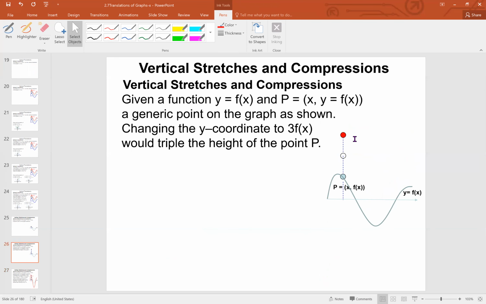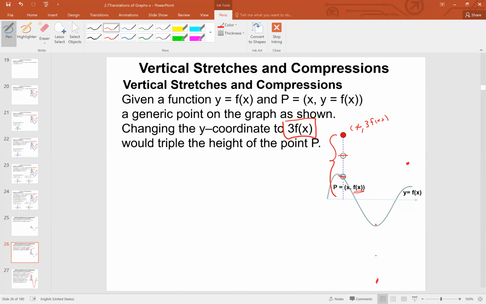Okay, so the second one: what happens if I want to multiply the y coordinate by a constant? Let's say now I have a function y equals 3 f of x. Here's the original height f of x. Now I want to plot a new point, the same x, except this is going to be 3 times f of x, 3 times y, meaning I want to triple the height.